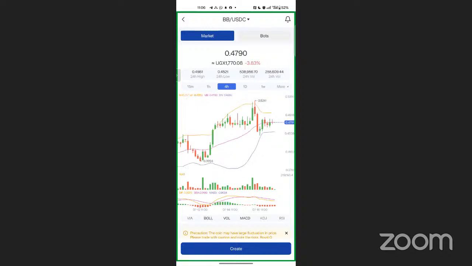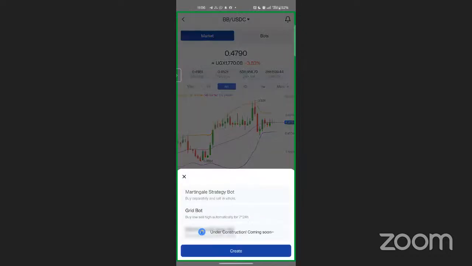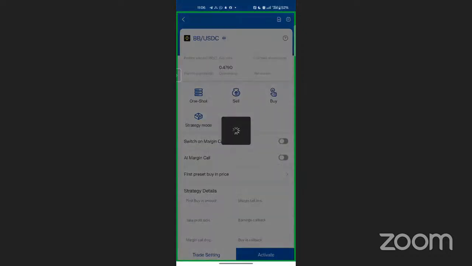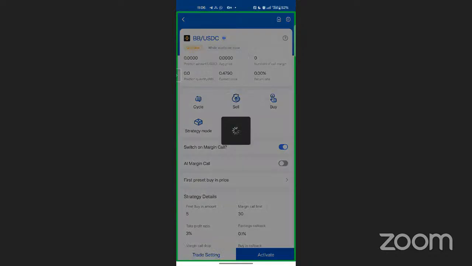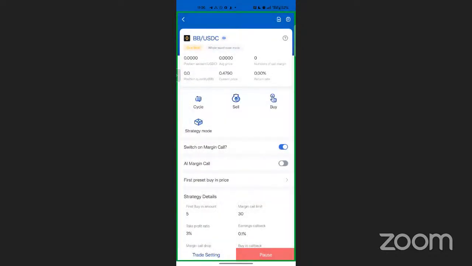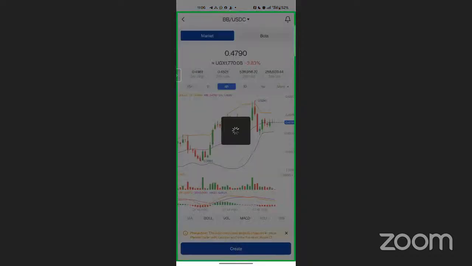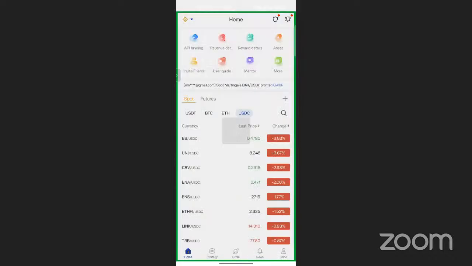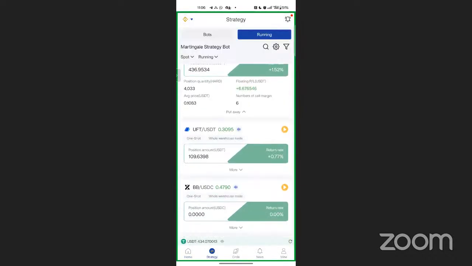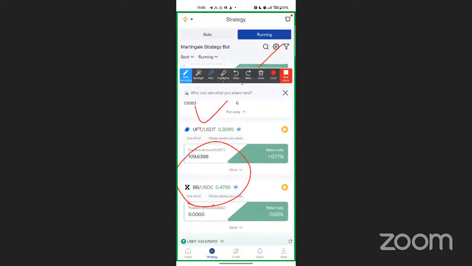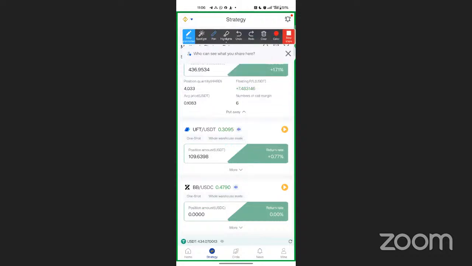Let me just do an example. This coin, BB. So I'll put my strategy, so I can trade BB. Activate. Let me show you. I think it has bought. Now you see, friends, this is the USDT market. This is the USDC market.